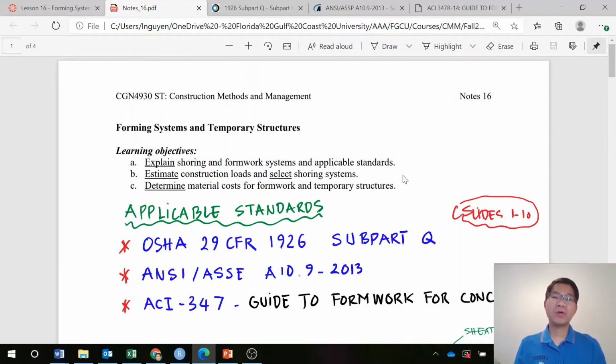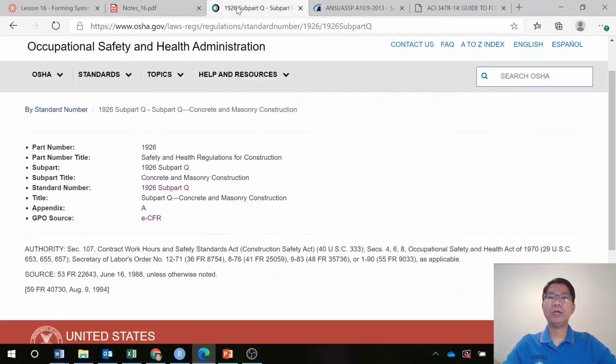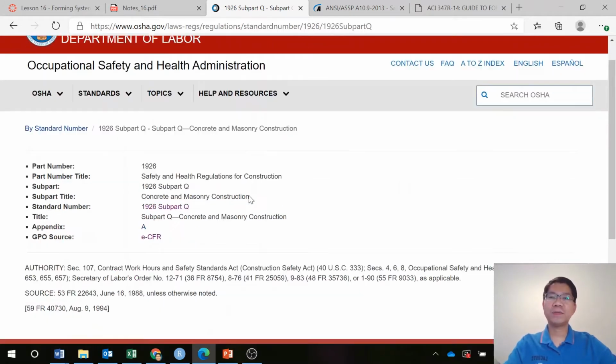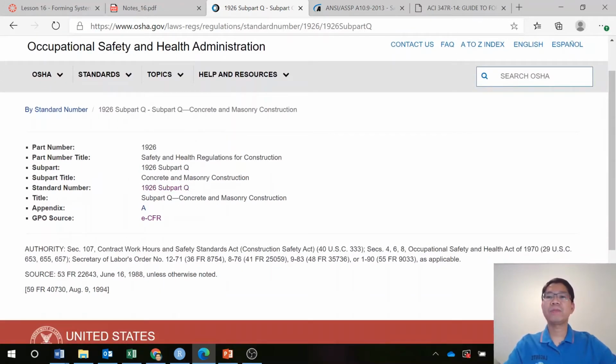So the first one is the OSHA 29 Code of Federal Regulations 1926 Subpart Q that I will show here. If you go to the OSHA, Occupational Safety and Health, Part number 1926 is for construction, and Subpart Q is about concrete and masonry construction, because the formwork we tend to use for concrete and masonry construction for temporary structure and formwork.